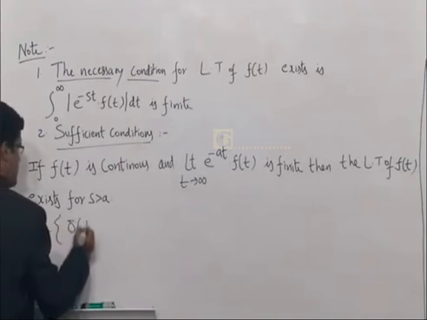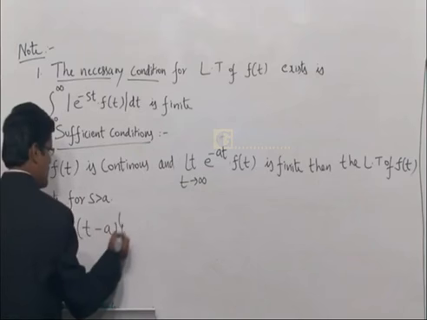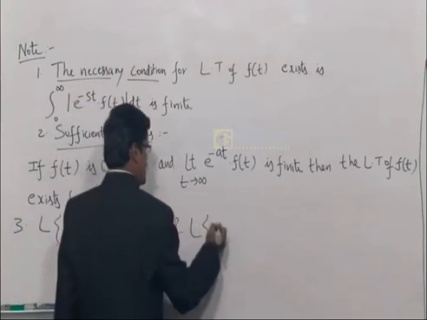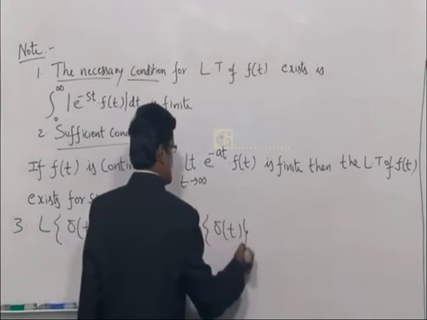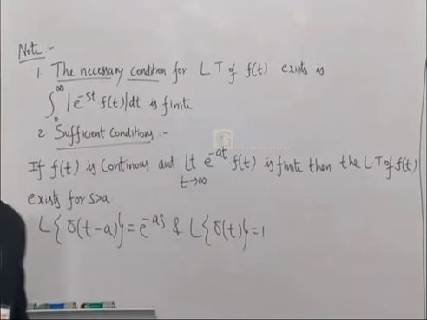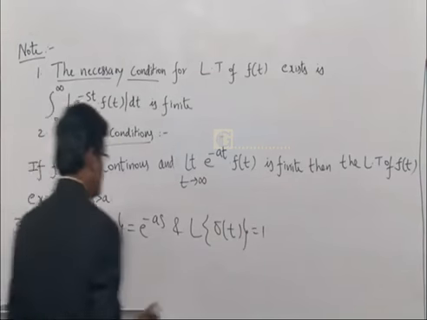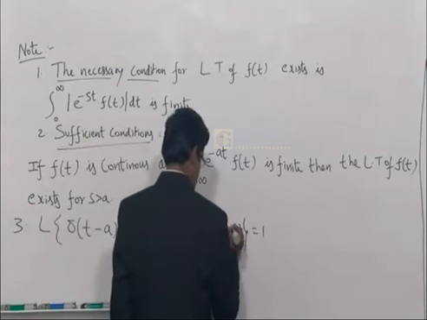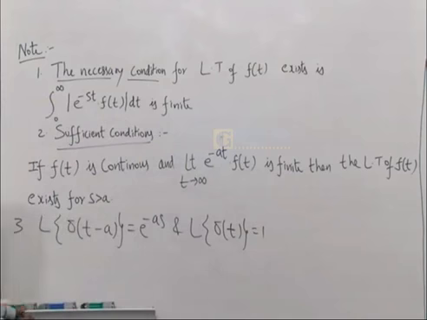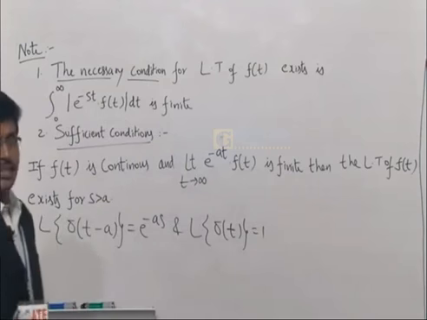Laplace transform of delta t minus a is equal to e power minus as, and L of delta t is equal to 1, where delta t minus a is the unit impulse function or Dirac delta function. Okay. Again, this delta function will come in signals and systems.